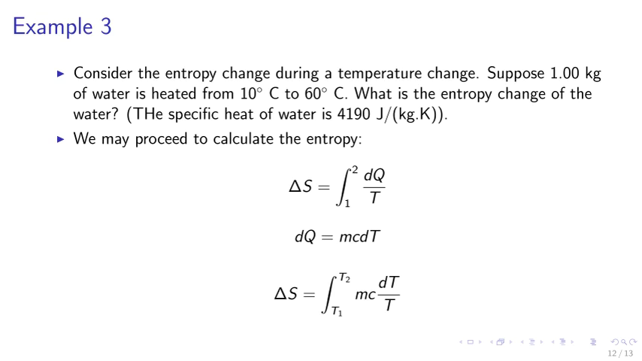We proceed to calculate the entropy. Delta S equals the integral of dQ over T. dQ equals mc dT, where c is the specific heat. Thus, we have delta S equals the integral from T1 to T2 of mc dT over T.